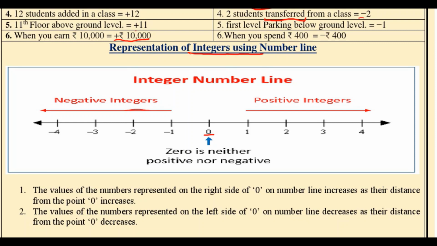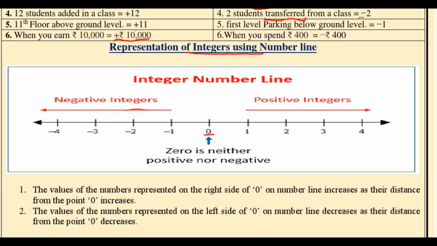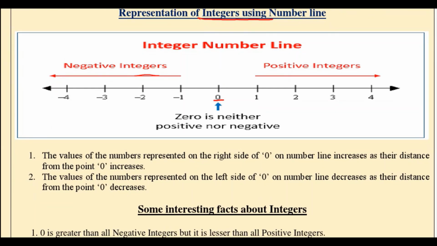But negative integers need a minus sign with them, so that they are identified as negative integers, and 0 is neither positive nor negative. Now here there are some rules given which you need to have a look at.